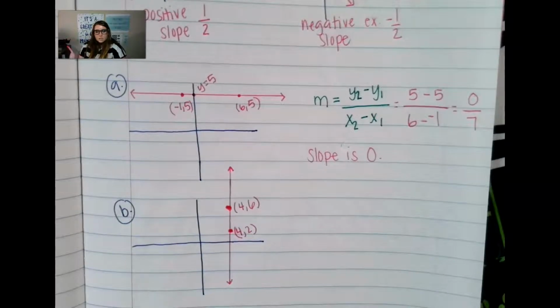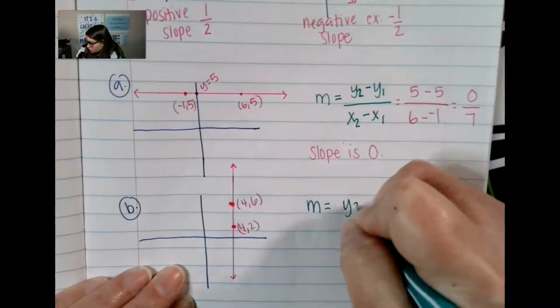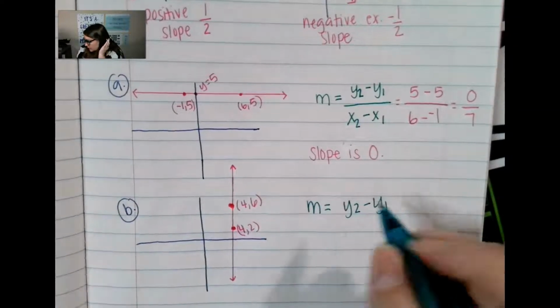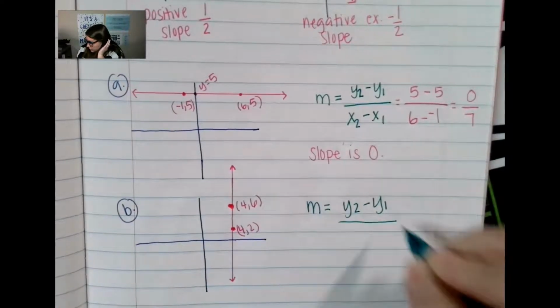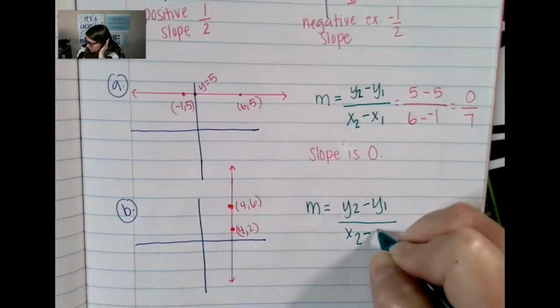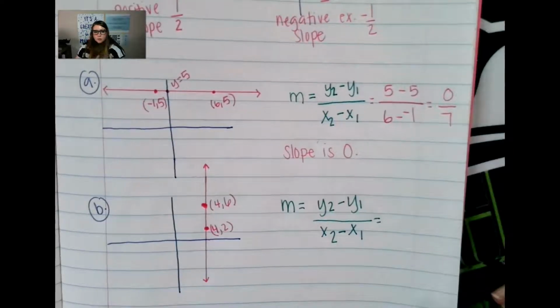So again, we're going to use rise over run, just like we did in our last lesson. We're going to look at m equals y2 minus y1 over x2 minus x1. And we're going to solve now for the different points here.